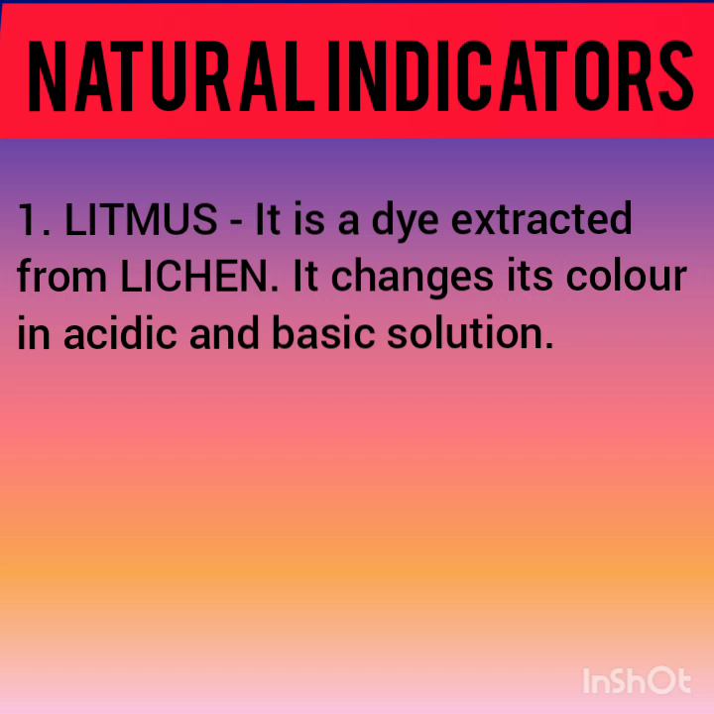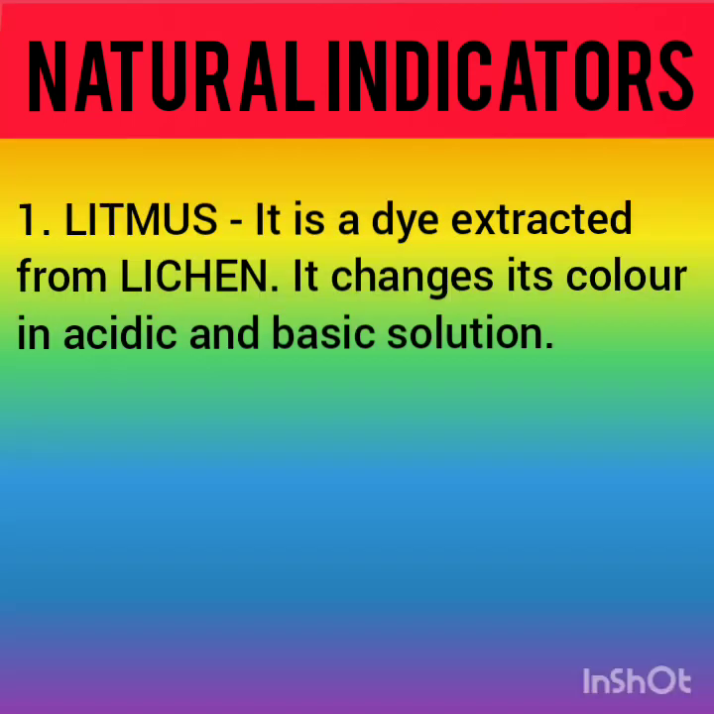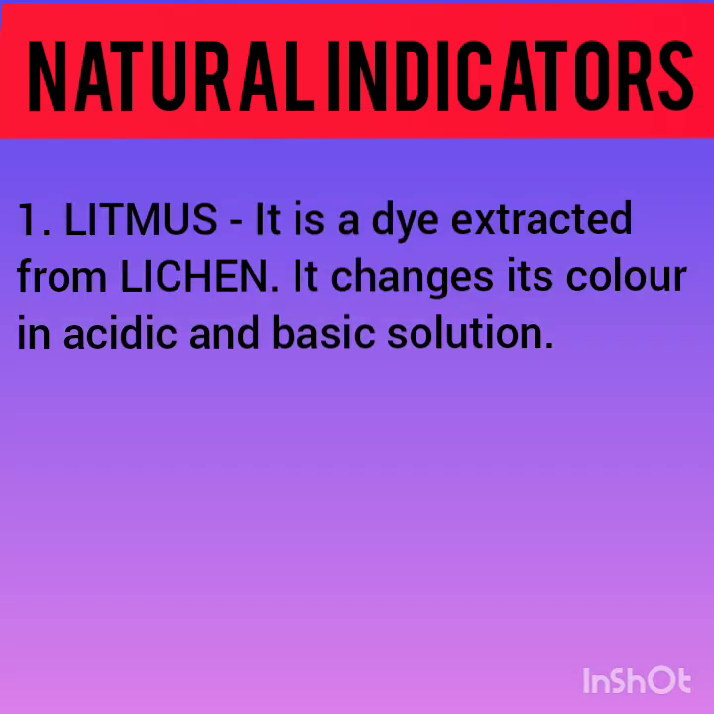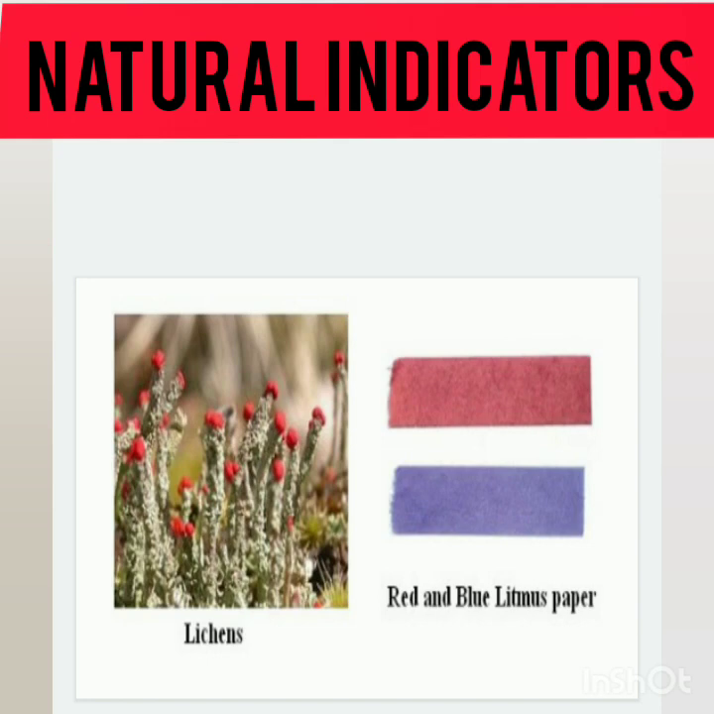Litmus is a dye extracted from lichen. You have read about lichen in chapter 1, that lichen is a symbiotic association between algae and fungus. So litmus changes its color in acidic and basic solution. Now litmus is obtained in two colors, red and blue. They are either obtained in the form of paper strips or in the form of solution.